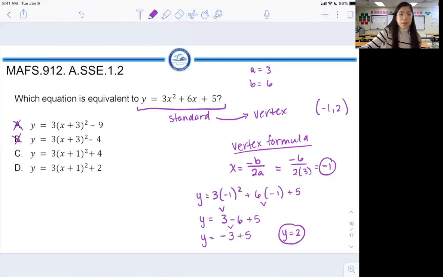If my vertex is negative 1, 2, good. Janelle's got it. Yeah, it's D. Because don't forget, those two values give me the vertex. It's just that you have to make sure you make the x negative. So this is negative 1, 2. Questions? You guys did it. I barely had to help you. Questions on this one?